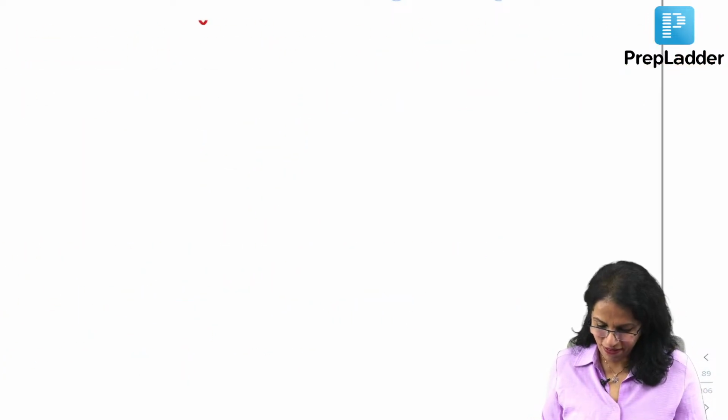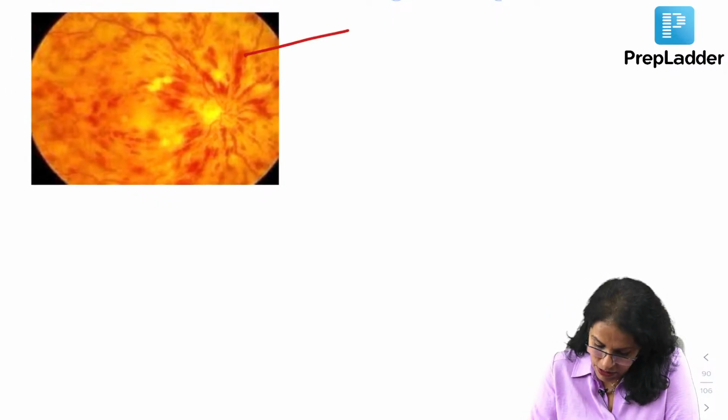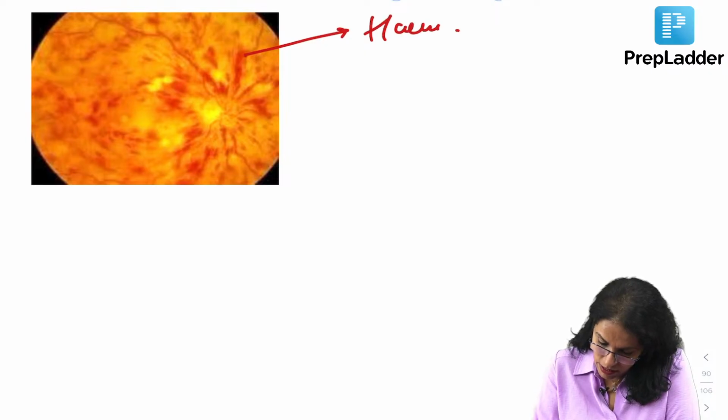Okay? Okay. Now tell me, what is this? What do you call this, multiple flame shaped hemorrhage around the disc? I can see the hemorrhages. I can also see the cotton wool spots. What do we call this?